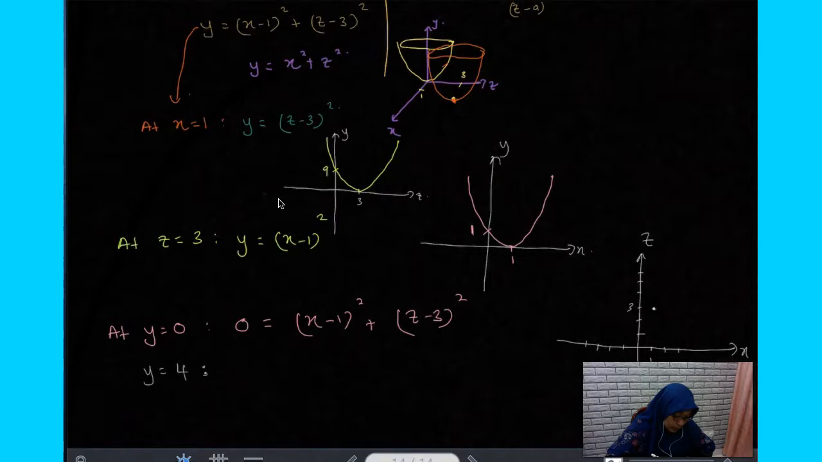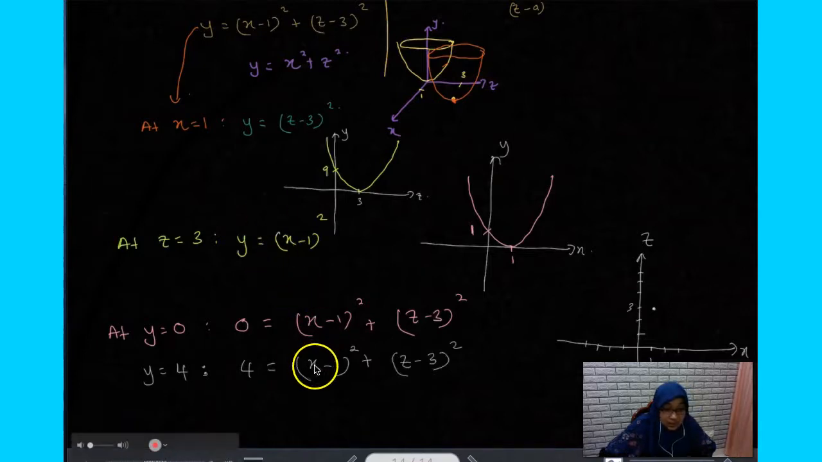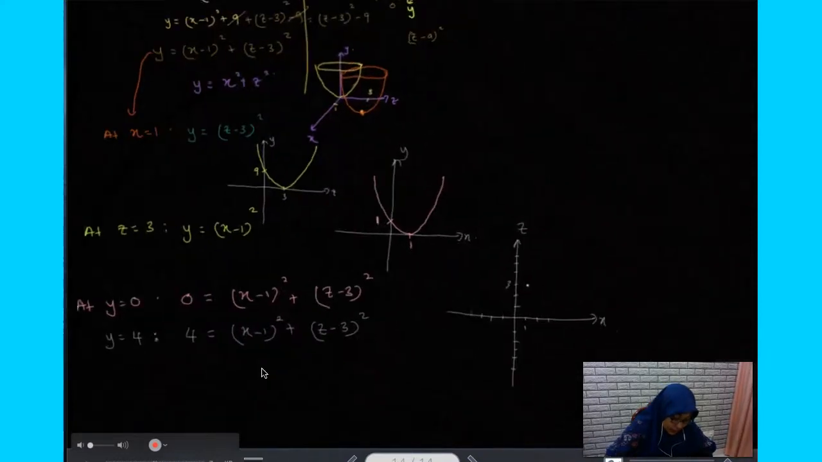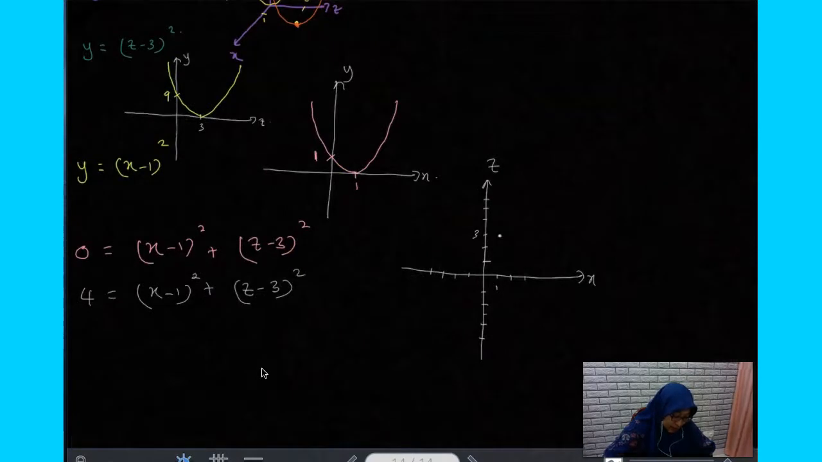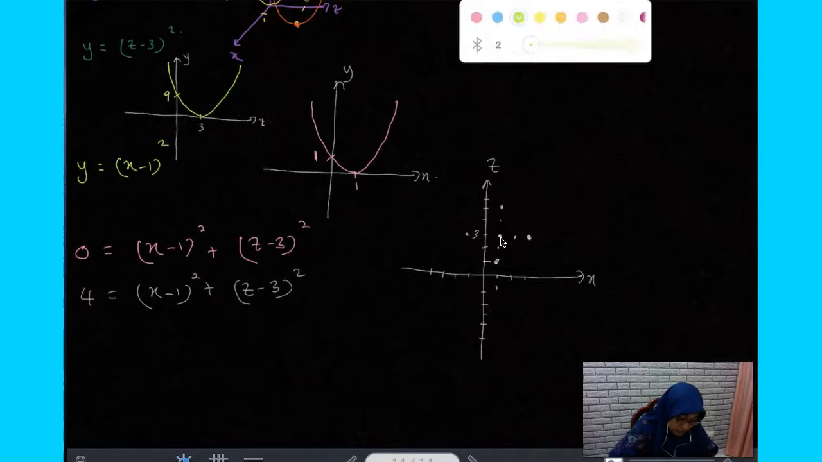So at the height of y equal to 4, you have 4 equal to x minus 1 squared plus z minus 3 squared. So we have a circle centered at 1, 3, with radius 2. So radius 2 now, and this is the center. So 1, 2, 1, 2, 1, 2. Okay, so we have to sketch the circle.